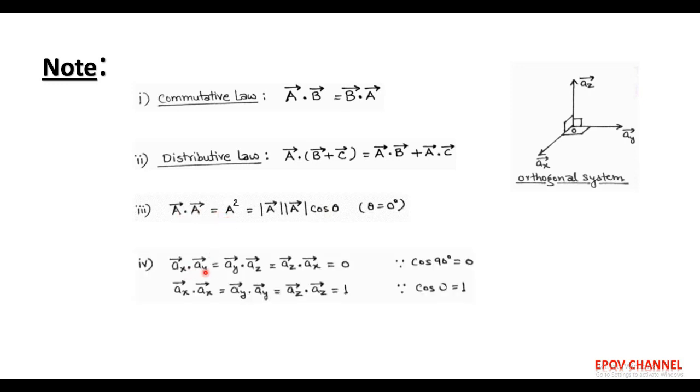And in terms of unit vectors along the x-axis, y-axis and z-axis, that is the orthogonal system, the dot product of unit vector x, unit vector y, or unit vector y, unit vector z, or unit vector z, unit vector x is always 0, because the angle between the corresponding unit vectors is 90 degrees. So cos 90 degrees is equal to 0. Similarly, unit vector x dot unit vector x, or unit vector y dot unit vector y, or unit vector z dot unit vector z is always equal to 1, because the angle between the same unit vectors is 0, or we can say that cos 0 equals 1.